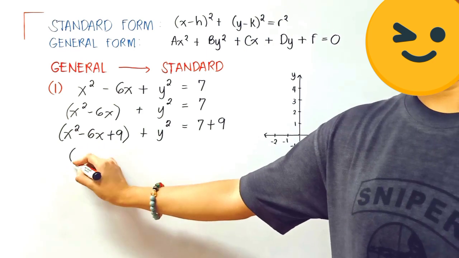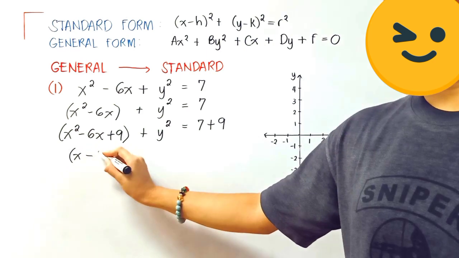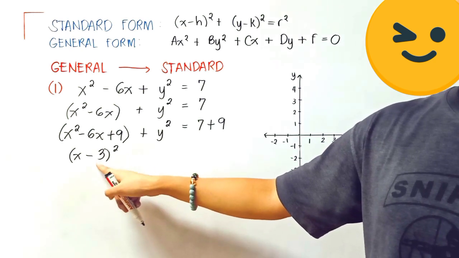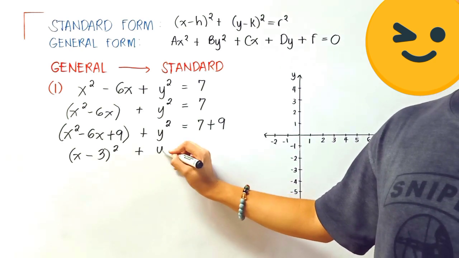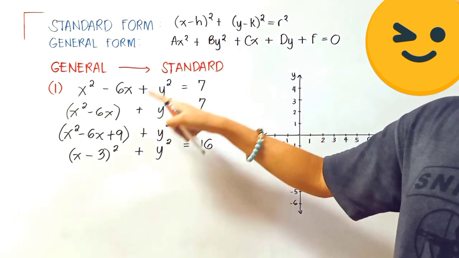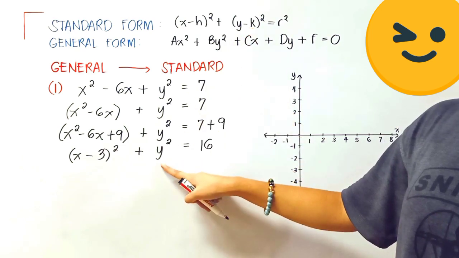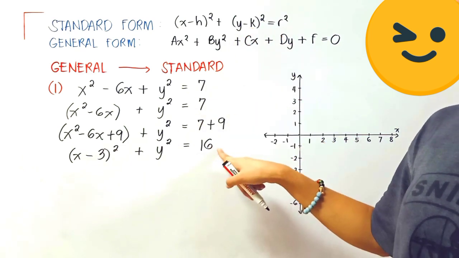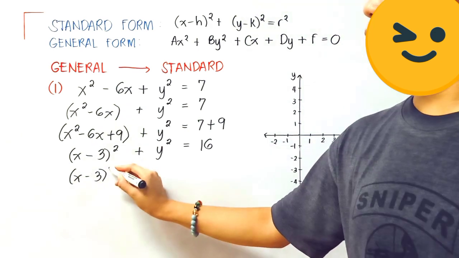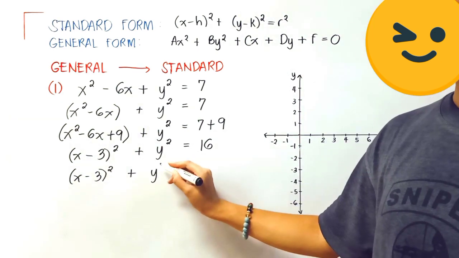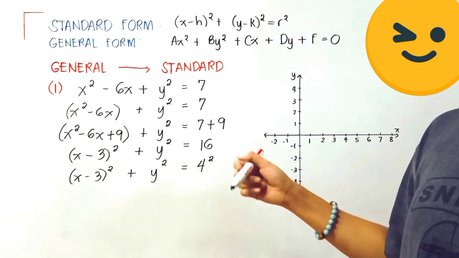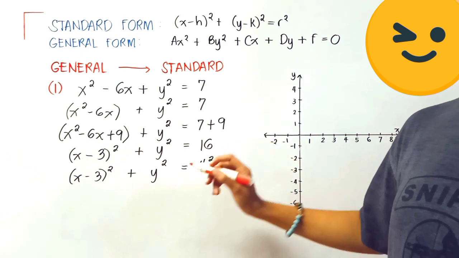Now we can factor this out. X minus 3 quantity squared, again negative 3 is from negative 6 divided by 2, plus just copy y squared and then perform this, it's 16. Now looking at the form, we still have to transform this one into r squared. So rewrite this portion equals 4 squared because it's equal to 16.